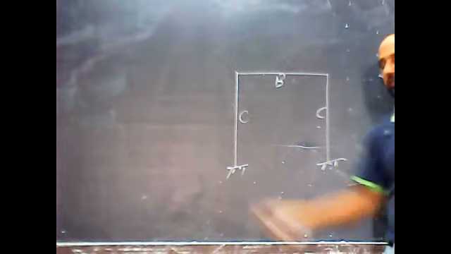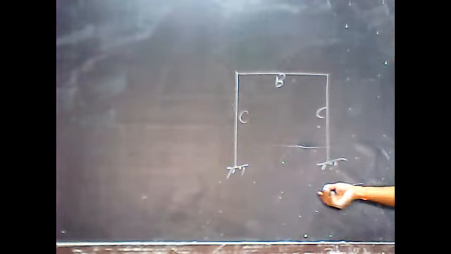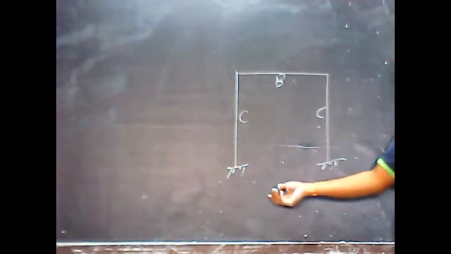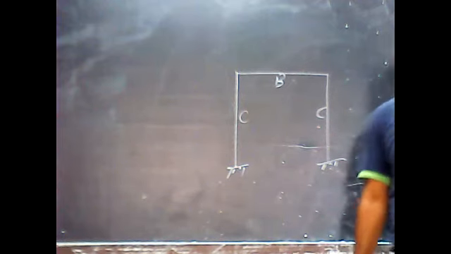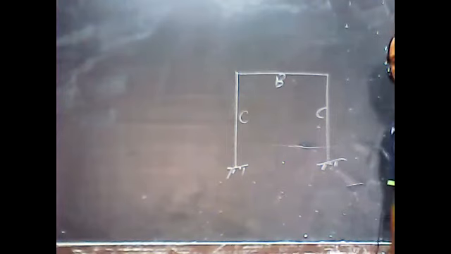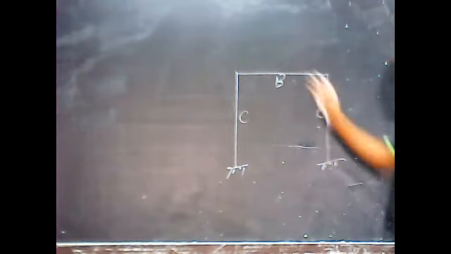We have three reactions. There is also a fixed end. We have three reactions. Total number of reactions are 6 minus available equilibrium equations, that is 3, which comes out to be 3. So my structure is indeterminate by 3 degrees. Fine. So there are lots of different problems.